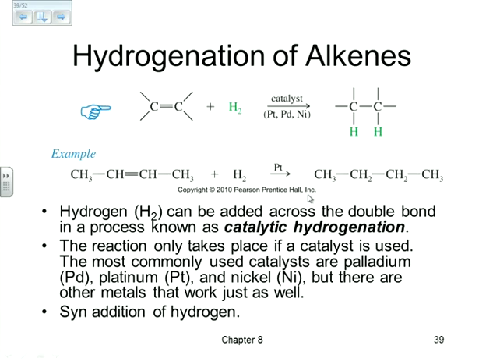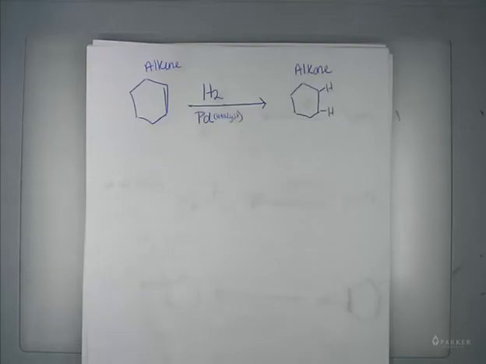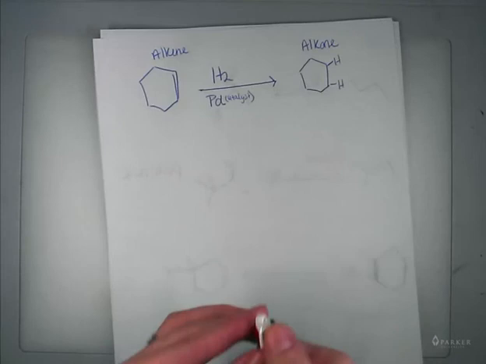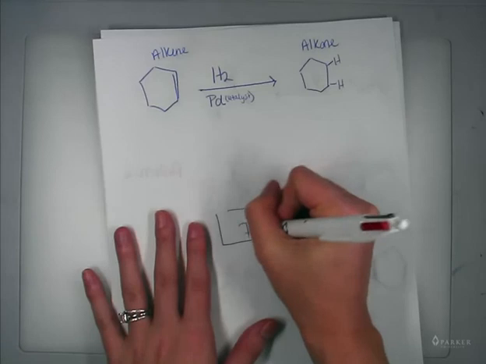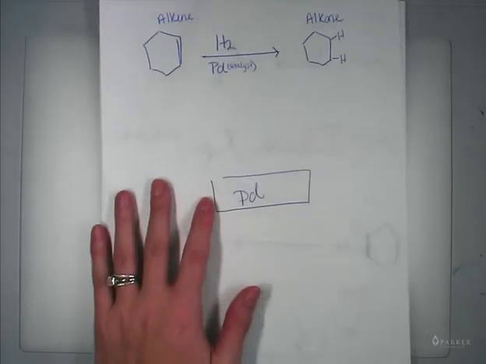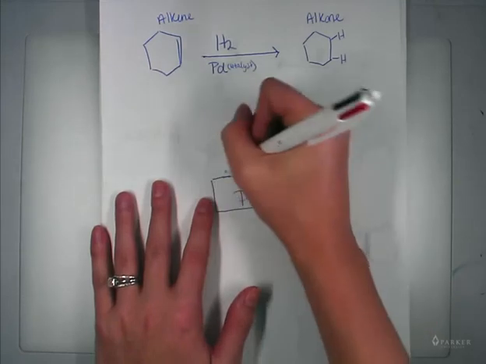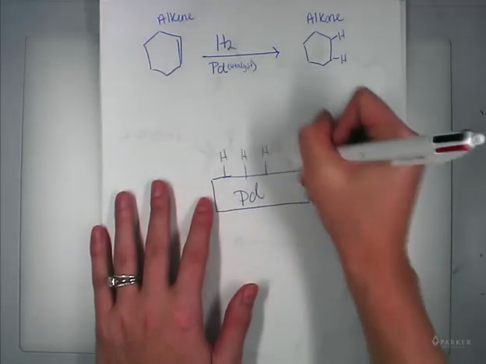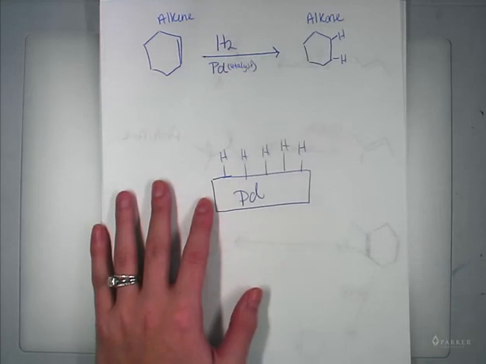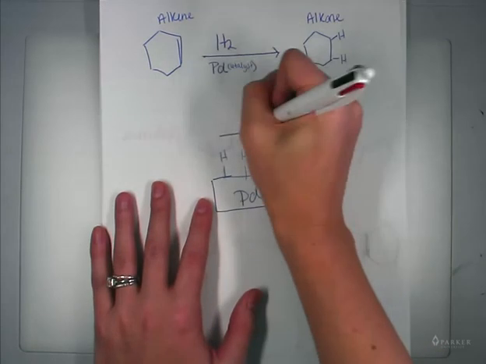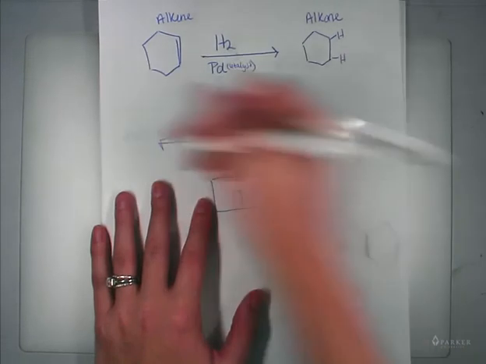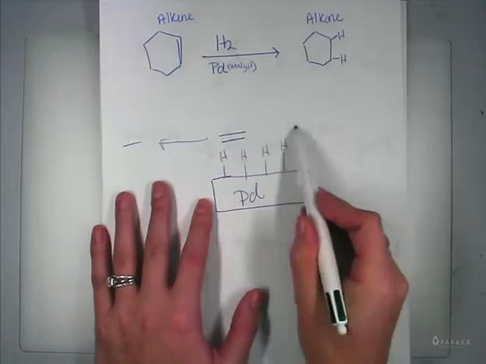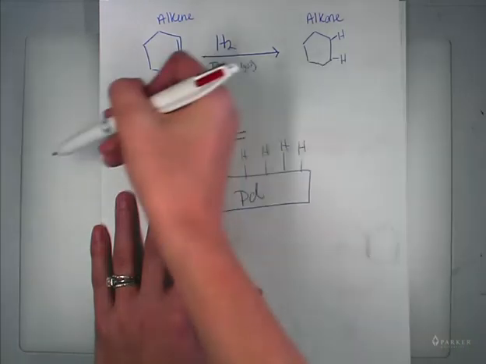Okay, so let me describe the picture. Basically, the palladium is just metal. What you do is you expose the palladium to hydrogen gas for maybe an hour or so, and it's going to make these hydrogen bonds just sticking out. Now this is kind of like an assembly line. The double bond, I'm going to put it right here, will come over here and grab two hydrogens and leave as a single bond. Another double bond will come down here, grab two hydrogens and leave.